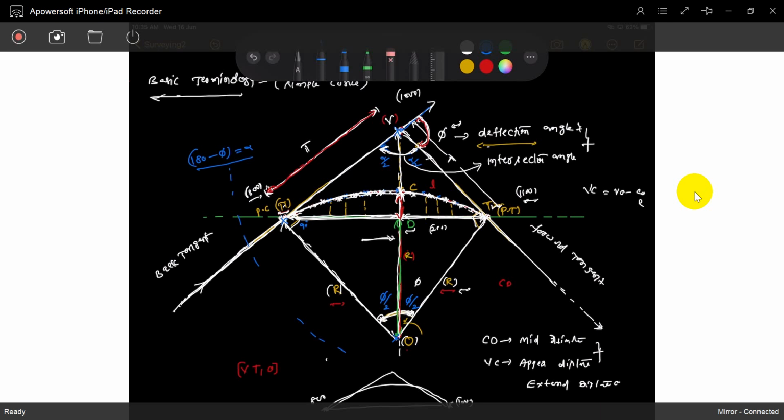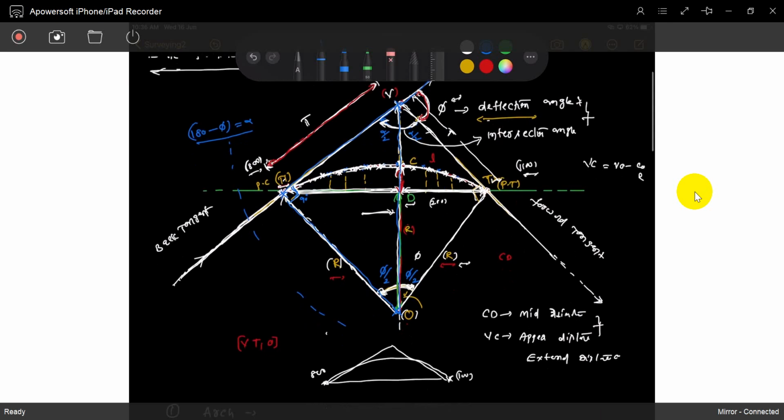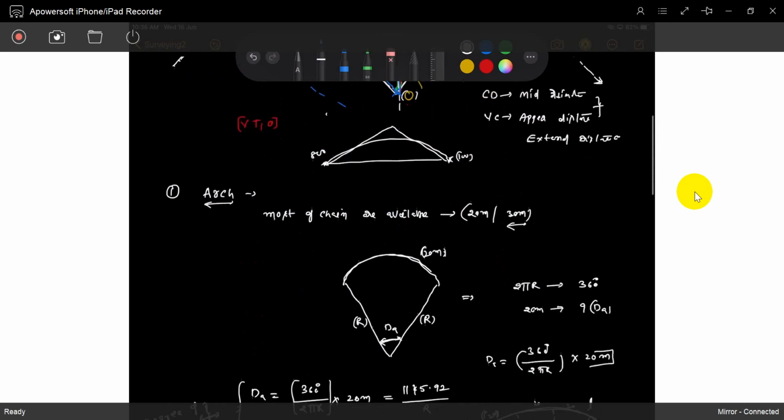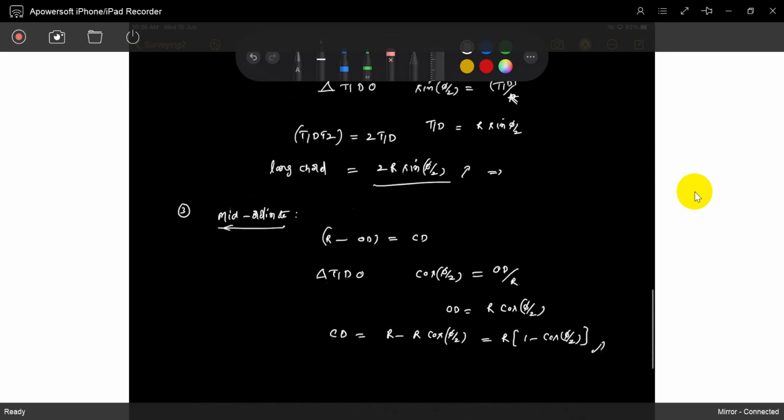So for the triangle, we can take cos theta. This is 90 degrees. Understood? Cos theta, what does it mean? VO divided by R. Okay? So take V, T1 and O. This is a triangle. Take cos theta. So okay. So I will write.